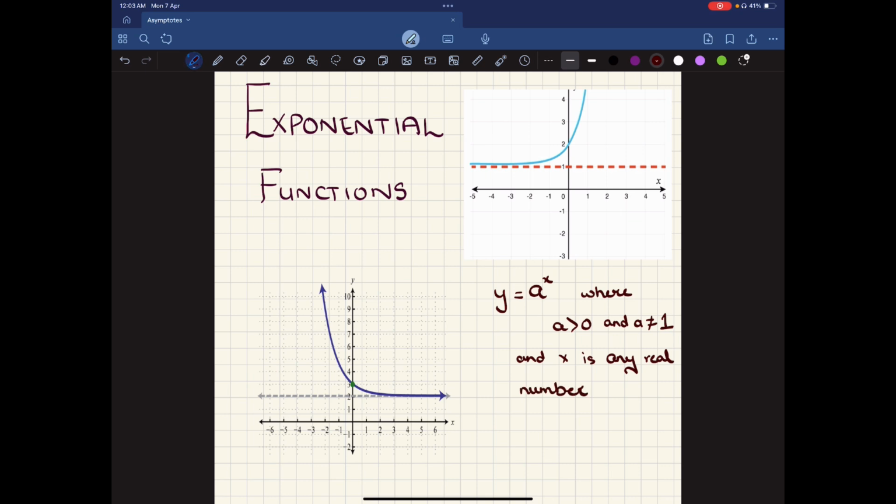Okay, so a basically affects the stretch or flip of the graph. b is the base, and k, the constant which we are going to get to in a while, is a constant that shifts the graph up or down. Okay, now here's the key thing to remember about exponential functions: they always have a horizontal asymptote.